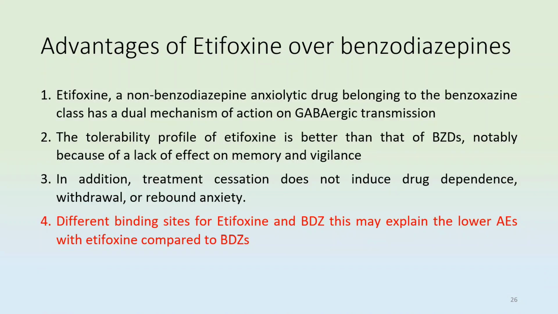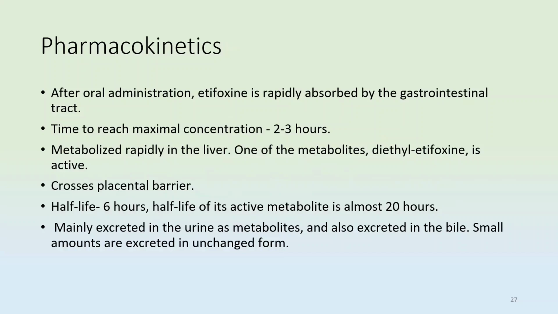Advantages of etifoxine over benzodiazepines. Etifoxine, a non-benzodiazepine drug belonging to the benzodiazepine class, has a dual mechanism of action on GABAergic transmission. The tolerability profile of etifoxine is better than benzodiazepines, notably because of a lack of effect on memory and vigilance. In addition, treatment cessation does not cause drug dependence, withdrawal, or rebound anxiety. Different binding sites for etifoxine and benzodiazepine may explain the lower adverse effects with etifoxine compared to benzodiazepines.